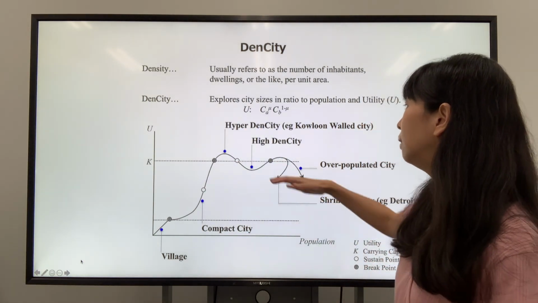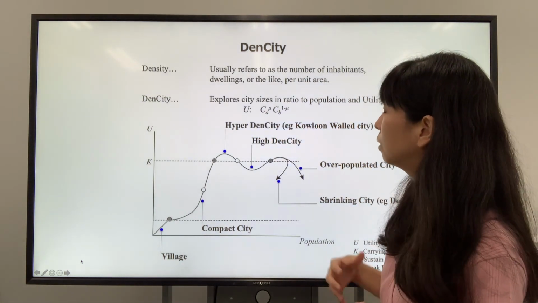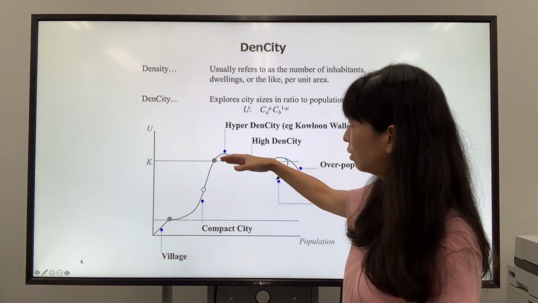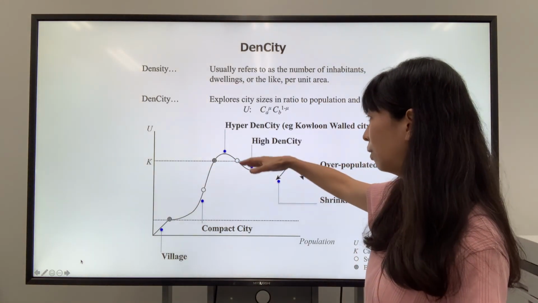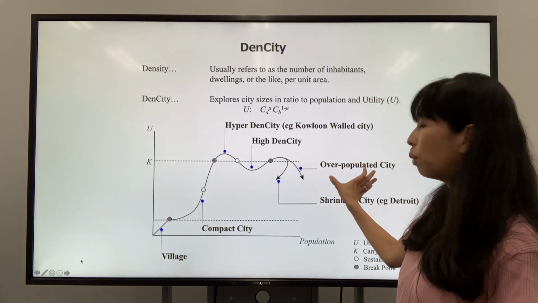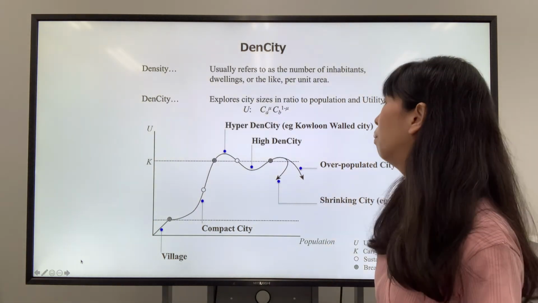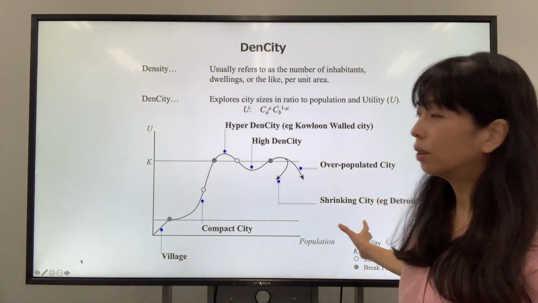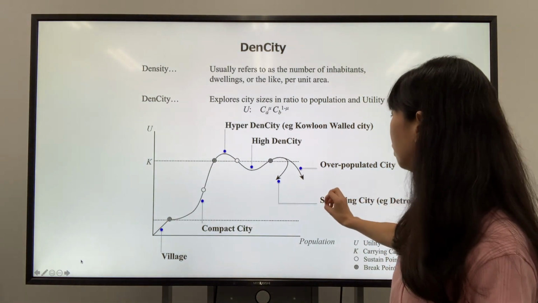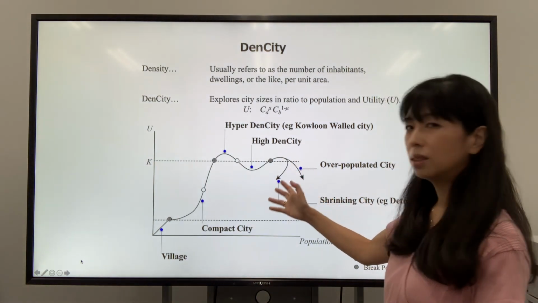The high density situation does not have that kind of hyper quality like Kowloon Walled City. It's just that you have a lot of people, and in terms of the relationship with ecology, it's at a critical point. The other one, the overpopulated city, is when the system is not functioning properly but the population keeps growing, and therefore your utility level goes down. When it hits a moment where the utility is intolerable, you will face a shrinking city like Detroit.